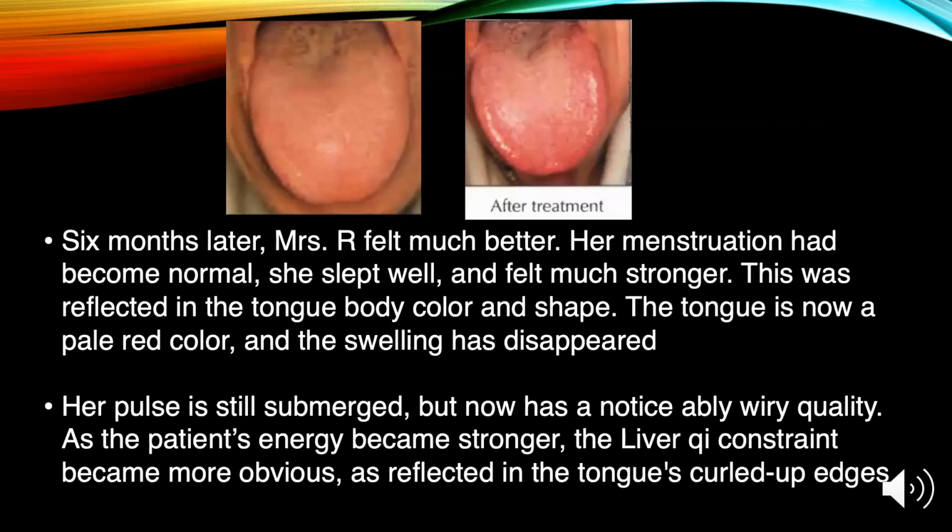6 months later, Mrs. R felt much better. Her menstruation had become normal. She slept well and felt much stronger. This was reflected in the tongue body color and shape. The tongue is now a pale red color and the swelling has disappeared. Her pulse is still submerged, but now has a noticeably wiry quality. As the patient's energy became stronger, the liver qi constraint became more obvious, as reflected in the tongue's curled up edges.